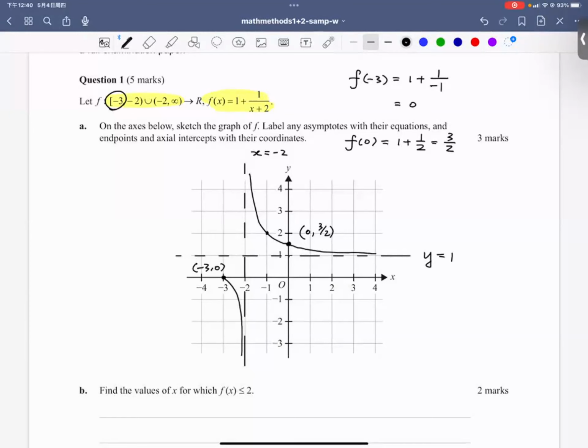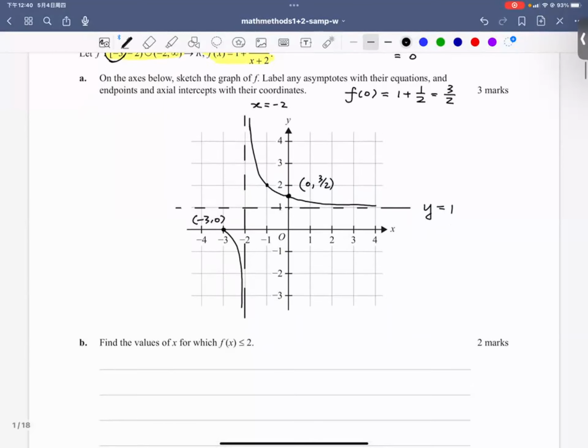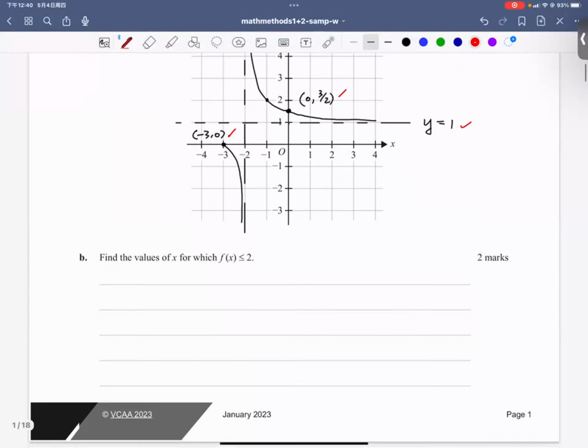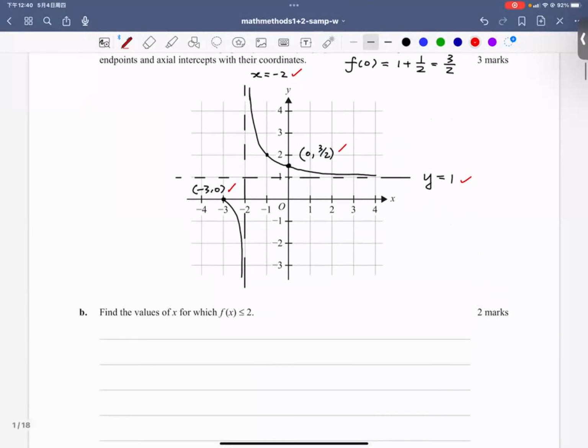Make sure your graph extends to both sides of the grid axis, okay? Sufficiently to both sides. Okay, so I've labeled the asymptotes, the two axial intercepts, and the whole shape is there. And then find the value of x for which f of x is less than or equal to 2.